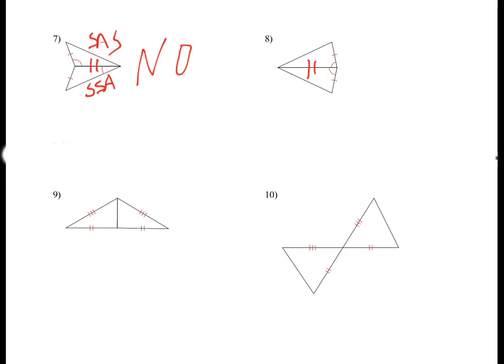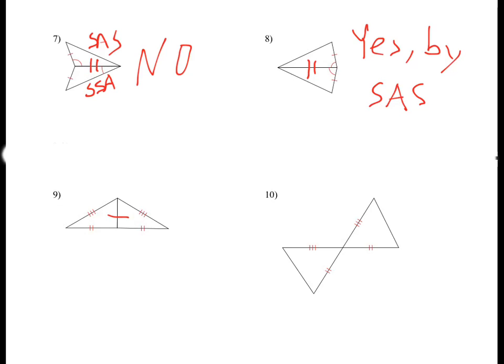On 8, again, you can use the reflexive property to get the middle side congruent to itself. And so if you look at just the top triangle, you'll have a side, angle, and then a side. And if you look at the bottom one, you'll have a side, an angle, and a side. The angle's between the sides, and so that's how you'll get side, angle, side for both. So this one's yes by side, angle, side.